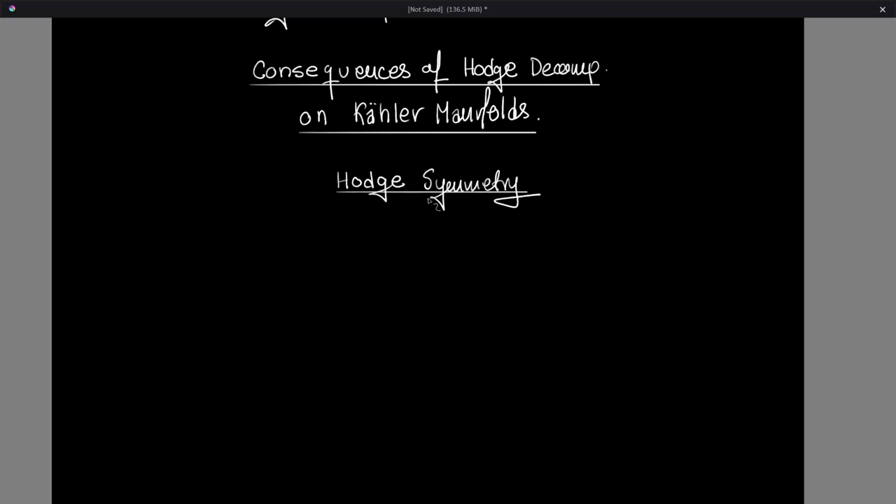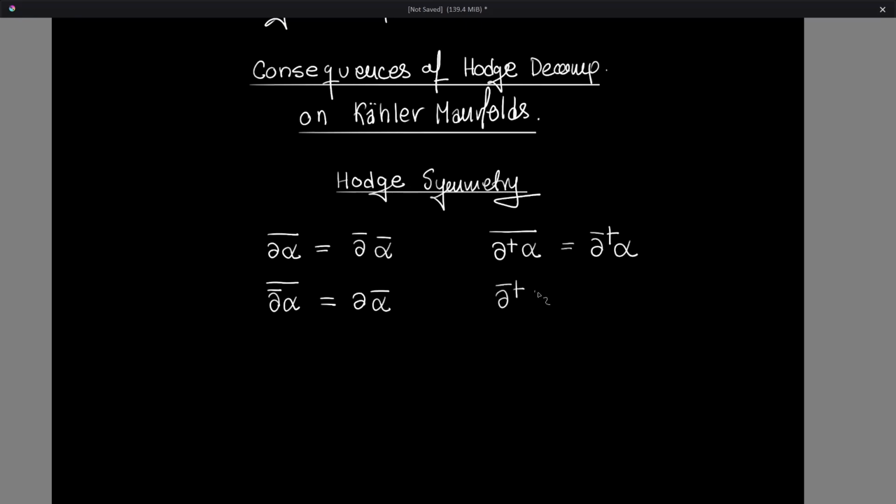So the first thing that we want to note is that the partial of alpha bar is equal to partial bar of alpha whole bar, and partial bar of alpha whole bar is equal to partial of alpha bar. We also have a similar set of identities for the dagger operators. So partial dagger of alpha whole bar is equal to partial bar dagger of alpha, and partial bar dagger of alpha whole bar is equal to partial dagger of alpha.